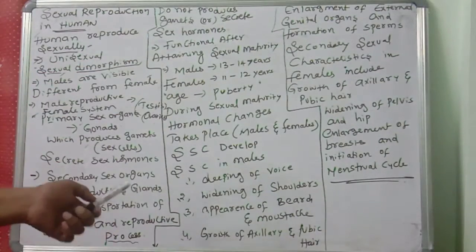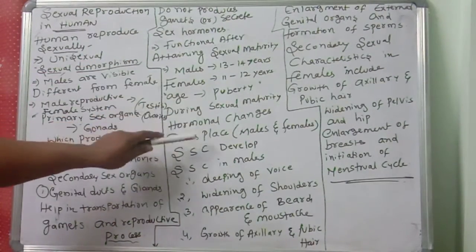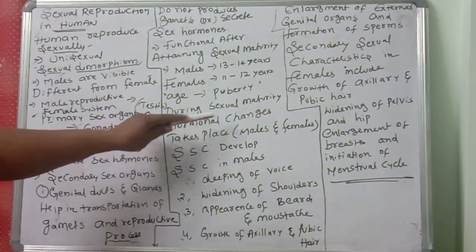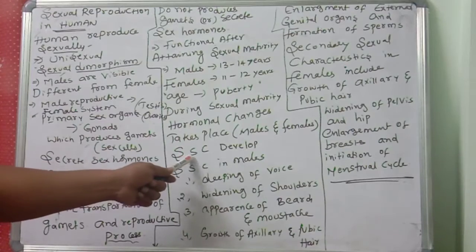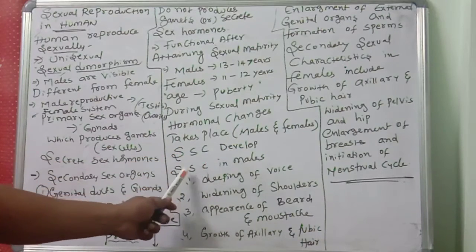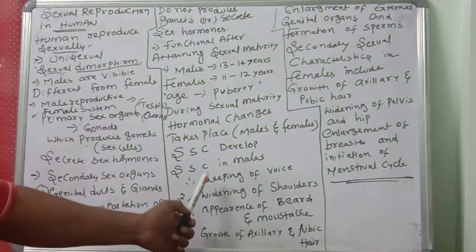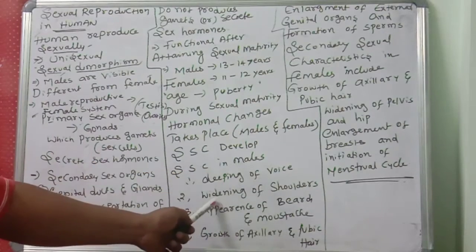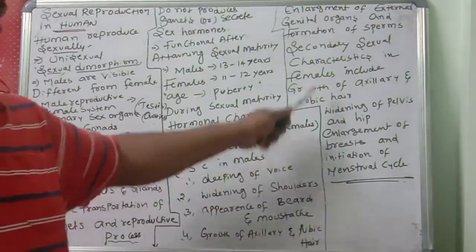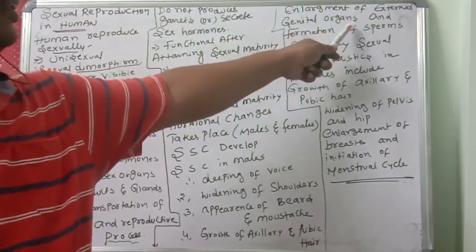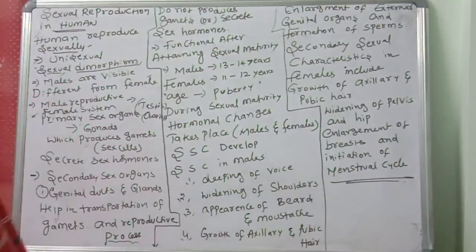Once again, during sexual maturity hormonal changes take place in the males and females. Because of hormonal changes, secondary sexual characters develop. In the males they are deepening of voice, widening of shoulders, appearance of beard and moustache, growth of axillary and pubic hair, enlargement of external genital organs, and formation of sperms.